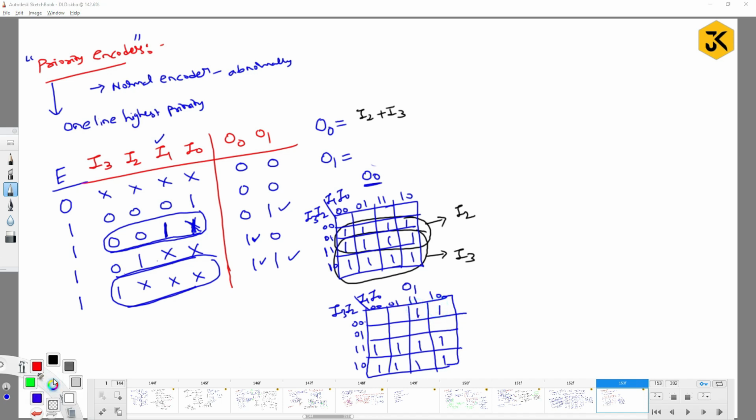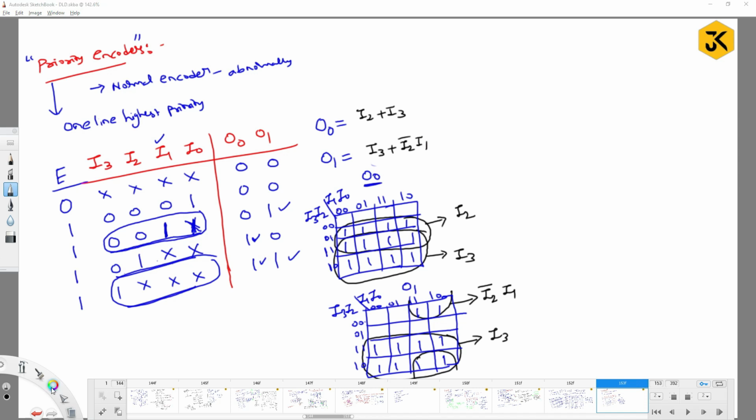Now how do we combine the maximum subcubes? Can I take these 4, these 8, and these 4? Yes. Now what is the value of this maximum subcube? I3. What is the value of this 4 cell subcube? I2 bar and I1. So that means O1 is I3 plus I2 bar I1.